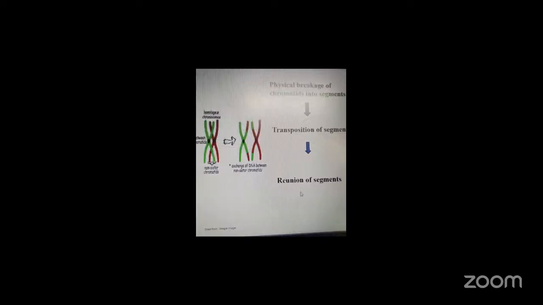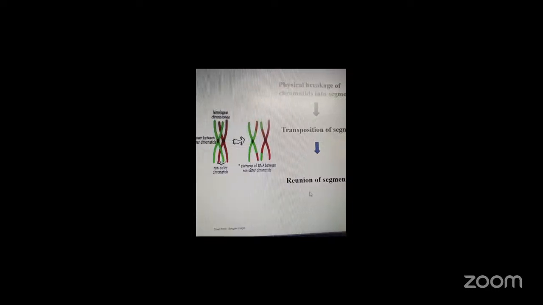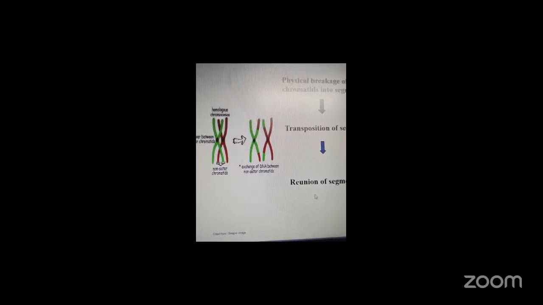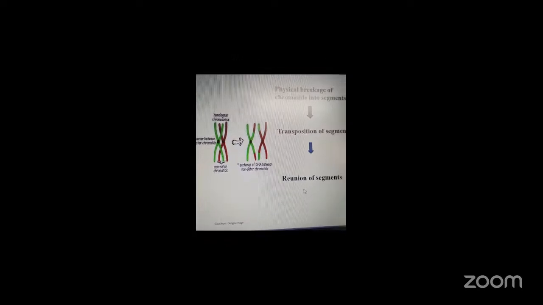So see here, this is the crossing over process. These are non-sister chromatids and sister chromatids of homologous chromosomes. They exchange their DNA between the non-sister chromatids. Another one is terminalization. The last stage is terminalization, the completion of crossing over.